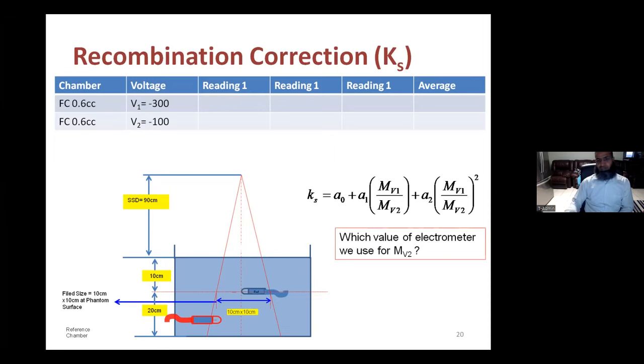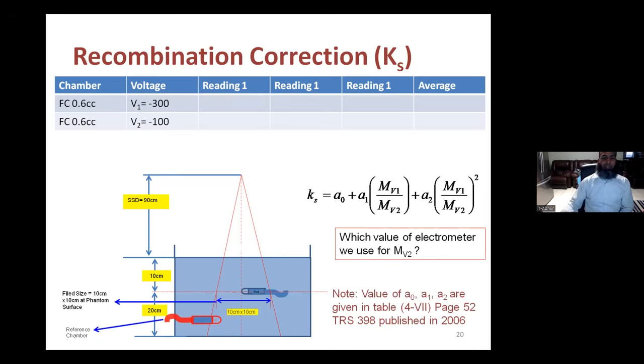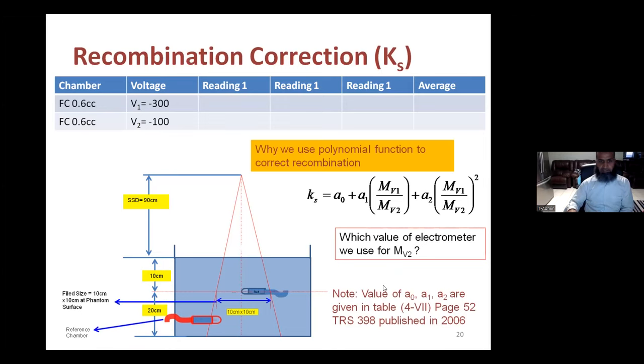Another one is which value of the electrometer we use for 6 MV, which is the bottom one. Anyone knows that? Which one we should use, minus 300 or 100? The values of A0, A1, and A2 are given in the published literature, in TRS, as well as in TG-51.